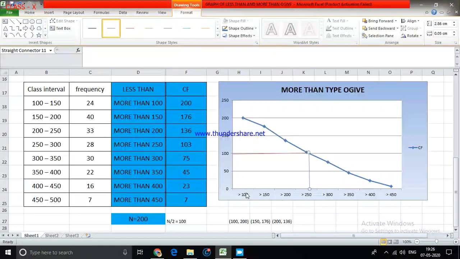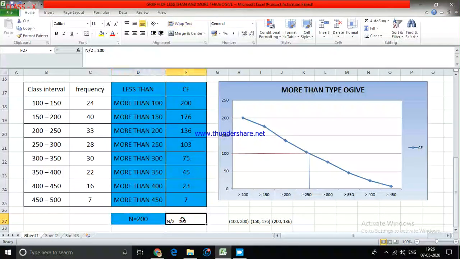Okay. So here is the same process as the less than type. First, n value you will get. Then you have to find the n by 2 value. Once I come to know that n by 2 value is 100, from 100 you draw the straight line till it intersects your more than ogive graph. Once it intersects, then you scroll down to where it intersects the x-axis. This value on the x-axis is called the median.